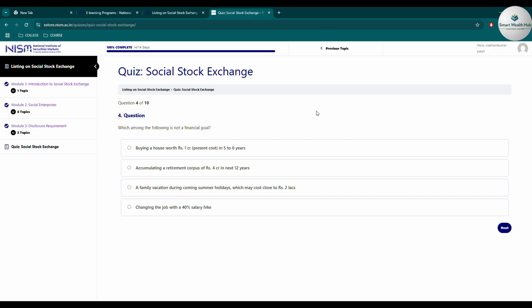Question 4. Which among the following is not a financial goal? Option A, buying a house worth rupees 1 crore present cost in 5 to 6 years. Option B, accumulating a retirement corpus of rupees 4 crore in the next 12 years. Option C, a family vacation during coming summer holidays which may cost close to rupees 2 lakh. Option D, changing the job with a 40% salary hike. The right answer is option D, changing the job with a 40% salary hike.